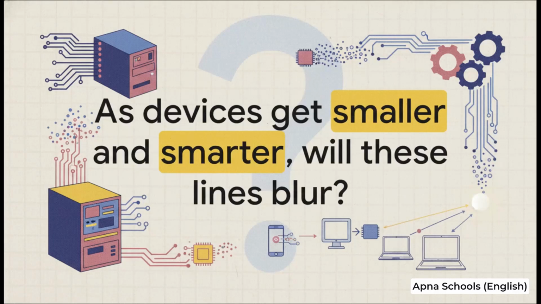And that kind of leaves us with one last thing to think about. I mean, the smartphone in your pocket right now is more powerful than the supercomputers from a few decades ago. So as our tech keeps getting smaller and smarter at this incredible rate, will these neat little lines we've drawn even exist in another 20 years? It's a pretty interesting question.